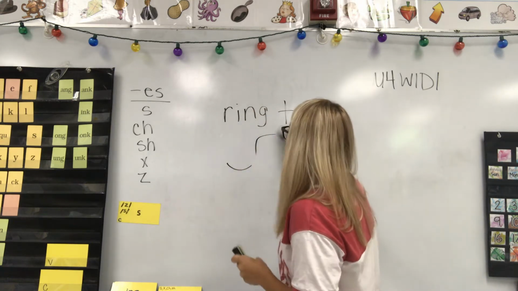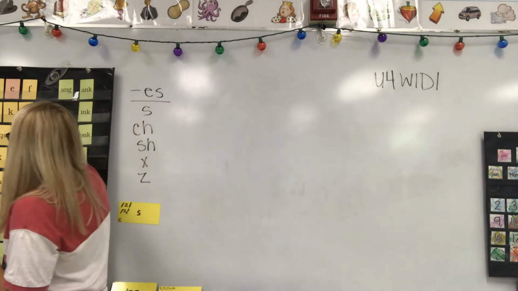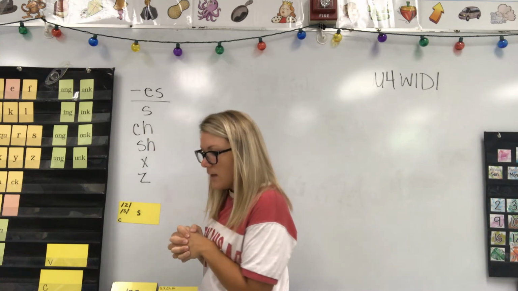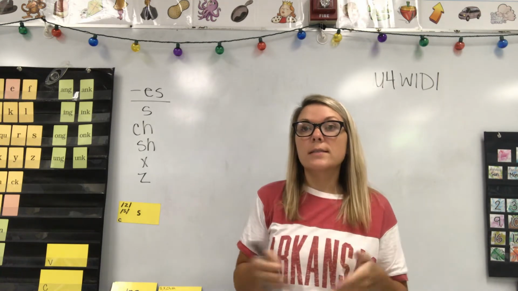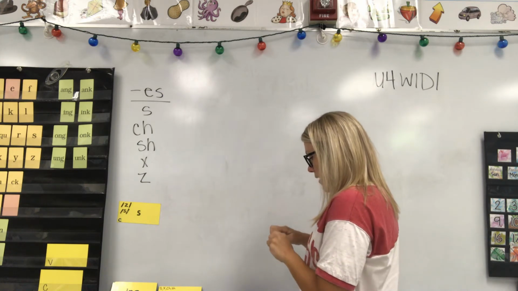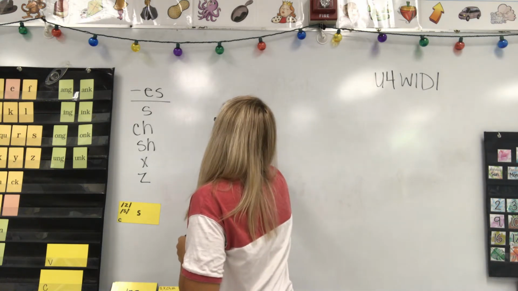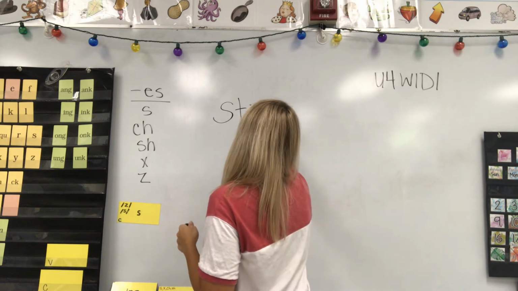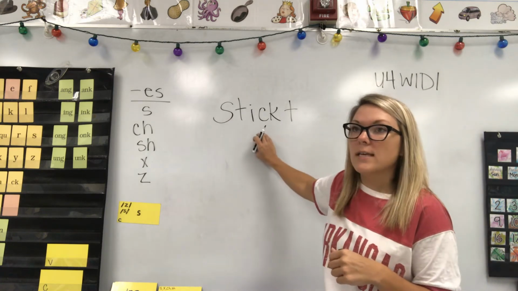Okay, let's do one more. Actually, I think I might just write them. Let's look at sticks. That's my word, sticks. So what is my base word? Stick. I'm going to write my base word, stick. We have a k after a short vowel, so that's my digraph CK. So here's my base word, stick, plus I need a suffix that makes this plural, sticks.